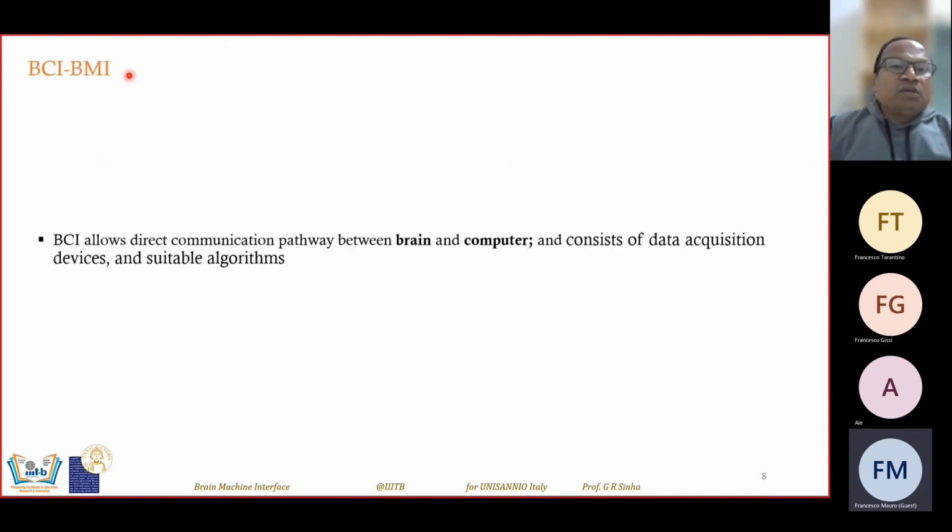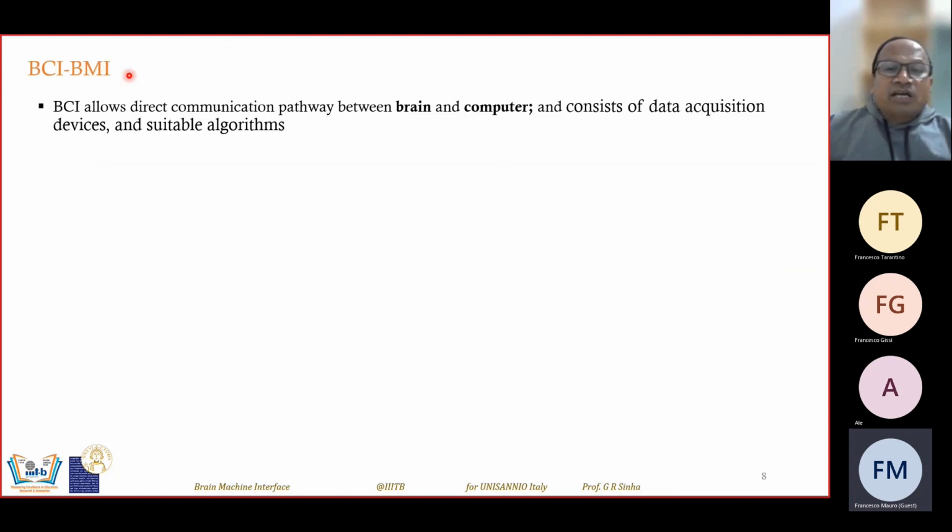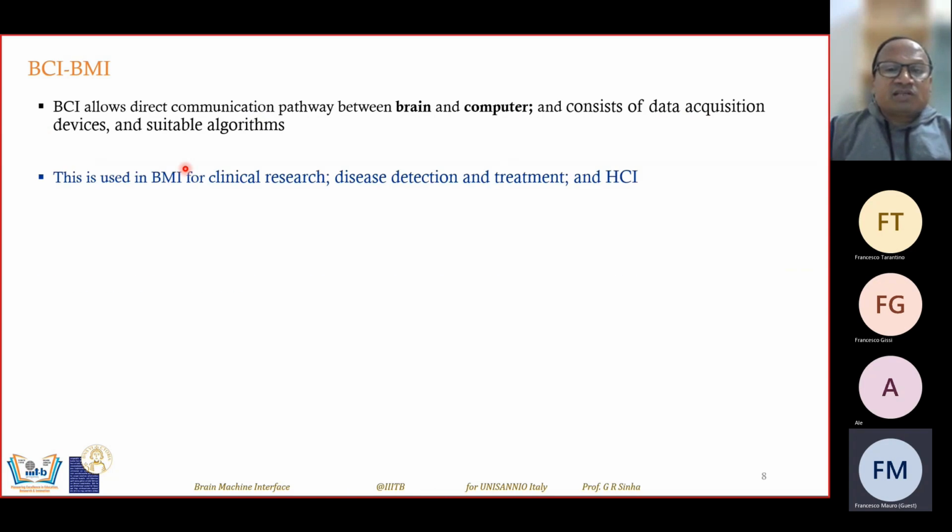That's all. So BCI, BMI. BCI allows direct communication between brain and computer, consists of data acquisition devices and suitable methods for feature extraction and all that. And BMI is for clinical research, disease detection and treatment, and human computer interface also, where you need some device, some machine. Of course, a computer will be used in order to understand the brain signal, but that is also needed.